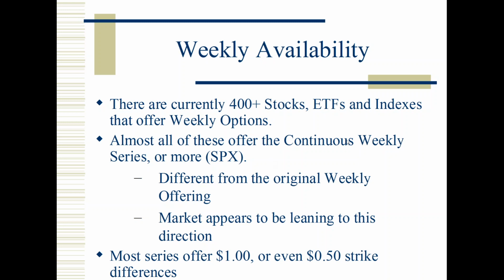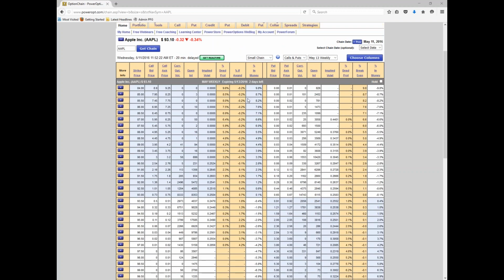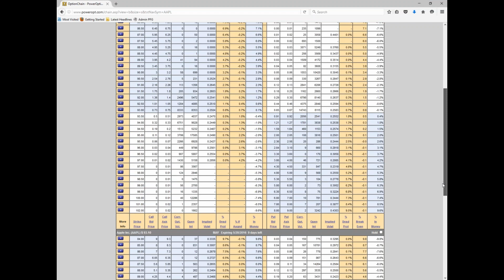Let's pause for a minute, and I'm just going to show you some of those examples very quickly. Let me navigate over to the PowerOptions suite of tools here, and I'm just going to pull up a chain on Apple very quickly. Okay, so we're looking here at a small chain for Apple, which is currently at 93.10. And what we see here is that the May 13th series that expires on this Friday does have those 50-cent increments. We have 92.5, 93, 93.5, 94. Gives us a lot of opportunity for different spread positions. So we could choose even a 50-cent strike difference or a $1.50 strike difference.